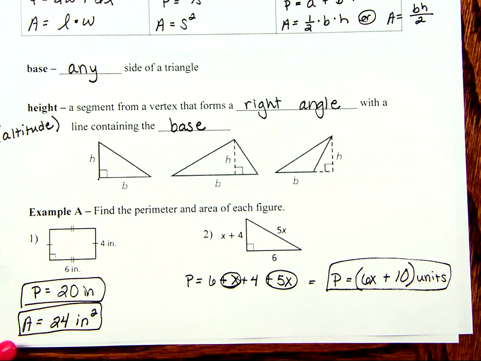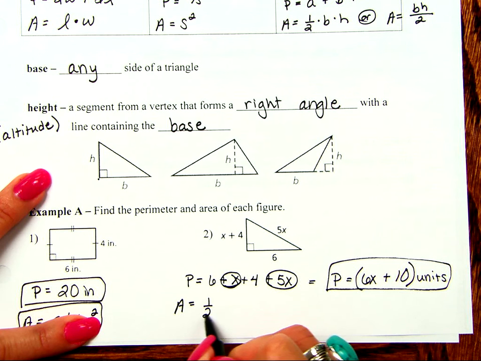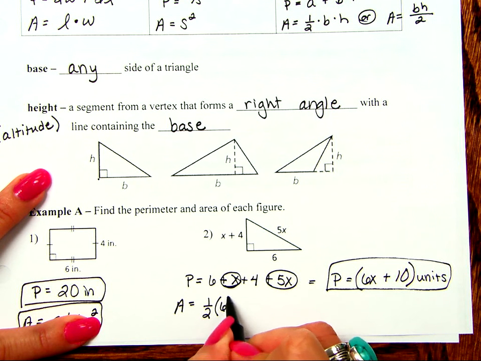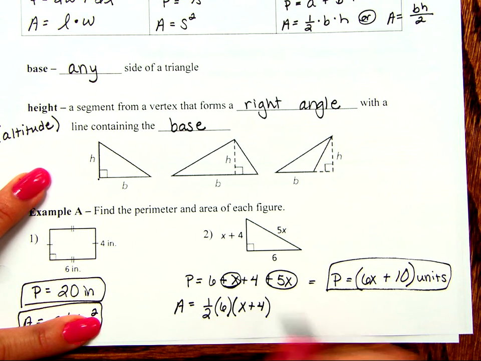That doesn't change it. My area, well, we have to decide what we're going to use as the base and the height. And above it said they have to form a right angle, and so we're going to choose to use 6 as our base and x plus 4 as our height. So if we take 1/2 times the base times the height, it would look as so.